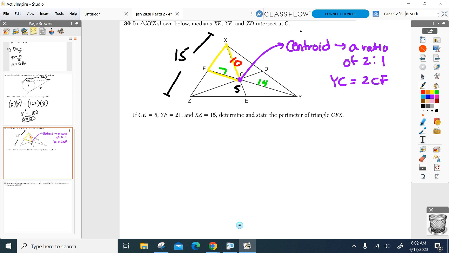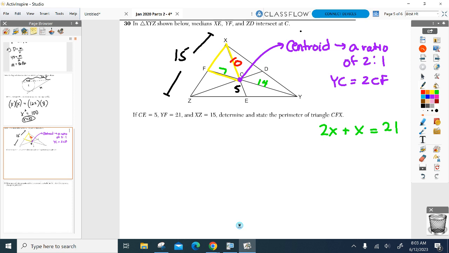If you're interested in how to get that a little bit more than just guess and check, 2x plus 1x, right? 2 to 1, I put x's with them, equals the whole thing, 21. And then I have one more side, XF. And everyone agrees that's not part of the median. So the centroid rule is out.